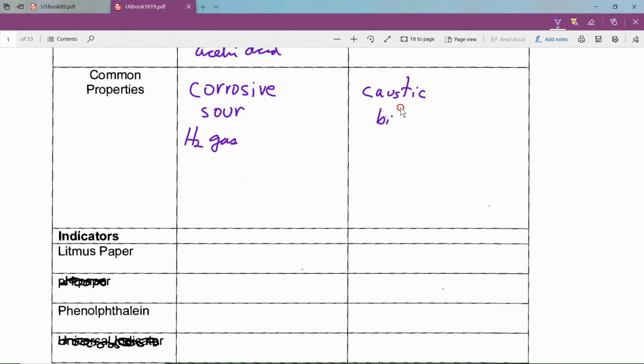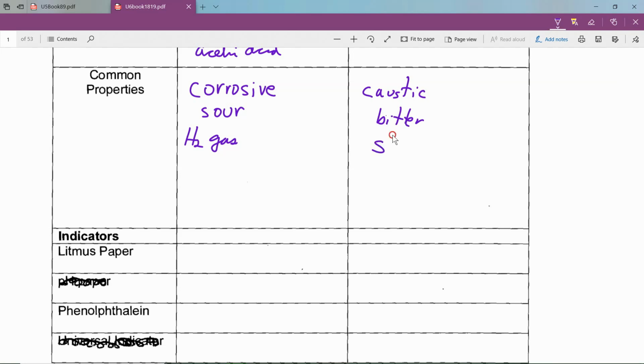Bases are bitter. Tylenol is an example of a base. It's an amide, and I sometimes have problems swallowing pills, so I chew them. Some of you may be like that, and when you chew them, you get that bitter taste in your mouth. So that's an example of some common properties of bases.